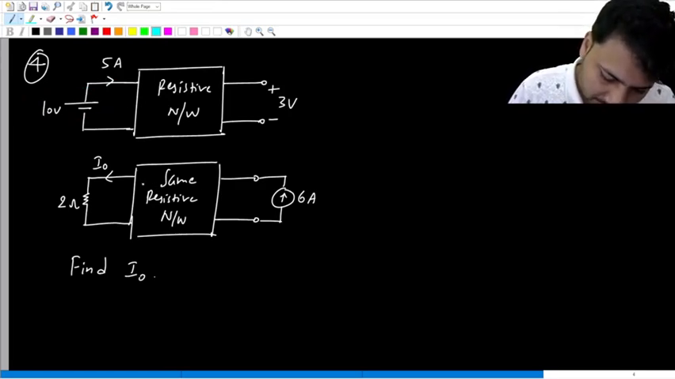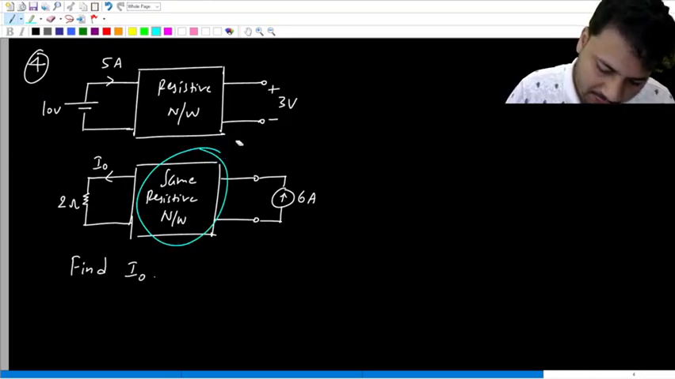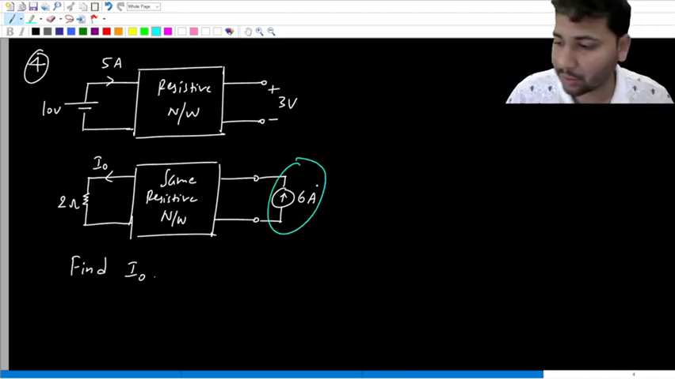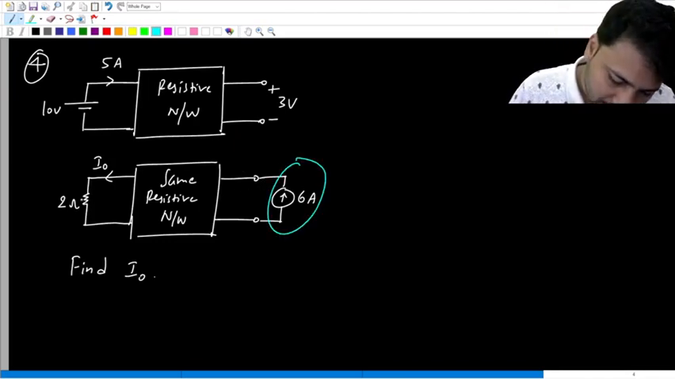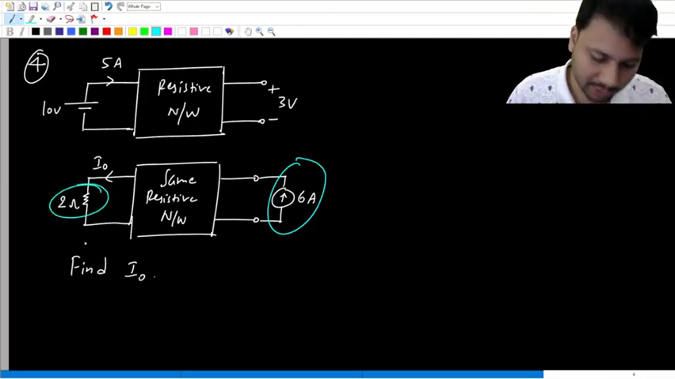In the second case, the box is same as before. So this box is same as this box. Same resistive network. And this time on the right hand side, a current source is connected. And on the left hand side, we have this extra 2 ohm resistor.